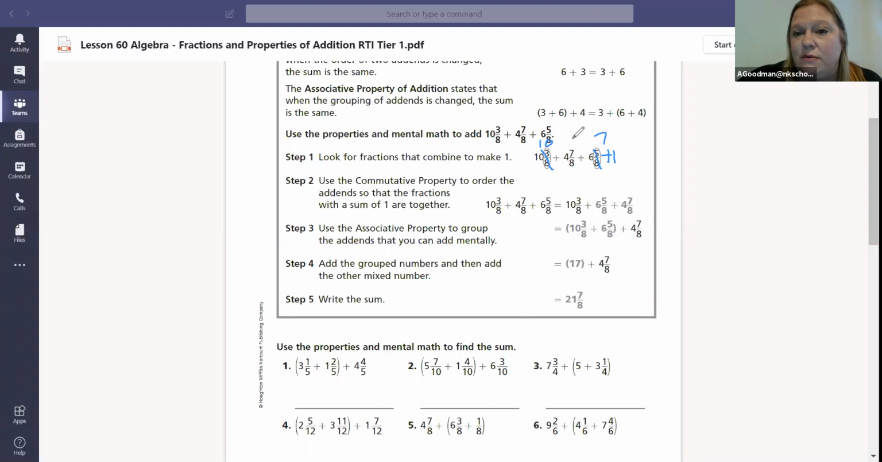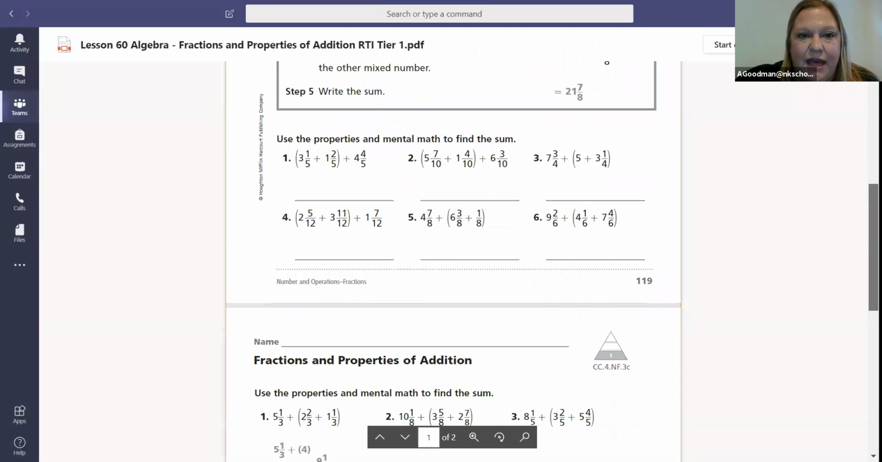So what you need to do when you're looking at these groups of numbers down here, and we're going to do some together because this is a little bit of a tricky thing to do in our heads when it has to do with fractions, is look for numbers that go together to make that whole in our fraction. So here we go.